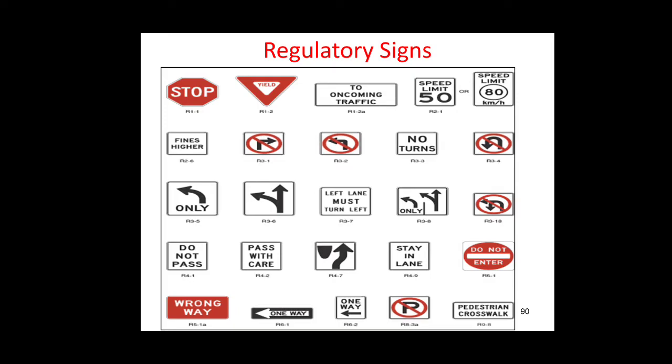From the figure, we can see various regulatory signs such as stop, then speed limit 50, speed limit 80 kilometers per hour, no right entry, no right turn, no left turn, no turns, no U-turns, only left turn, straight and left turn. Then the stay in lane, pass with care, do not pass, then wrong way, no parking sign, one ways, pedestrian crosswalks, etc.